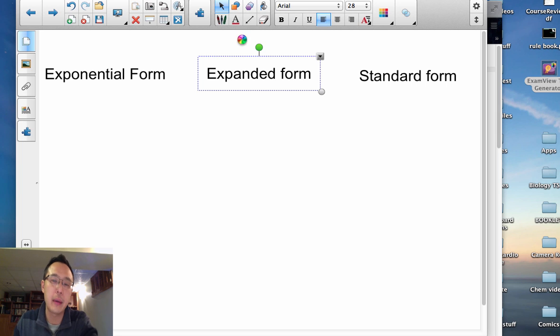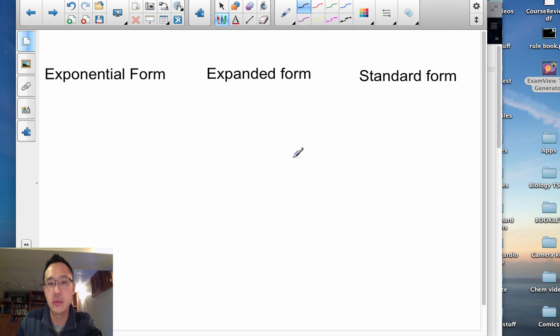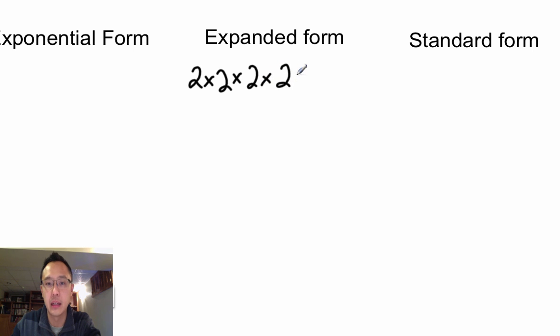When you have a power and exponent, there's a couple of things you need to know. You can see that we have 3 forms right here. One is the exponential form, and I think the E is a little bit cut off, and then you have the expanded form and the standard form. So going back to the previous example, say we have 2 times 2 times 2 times 2. This is the expanded form because we wrote all the numbers out.